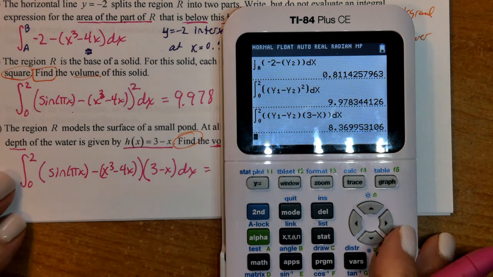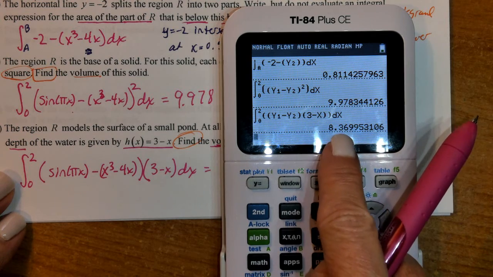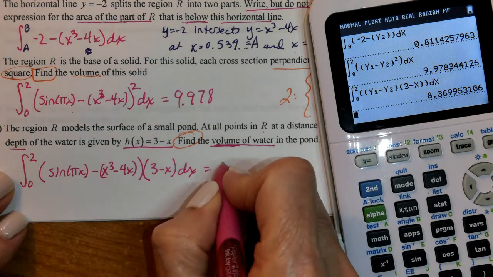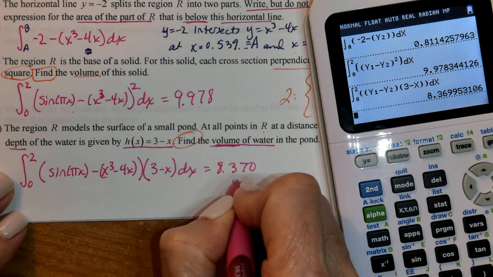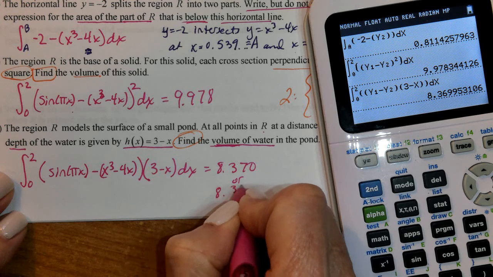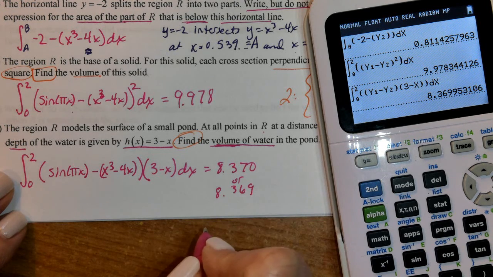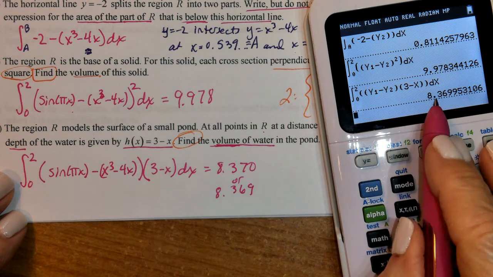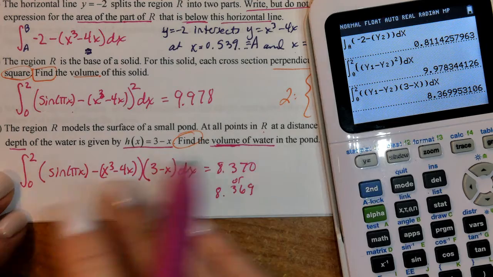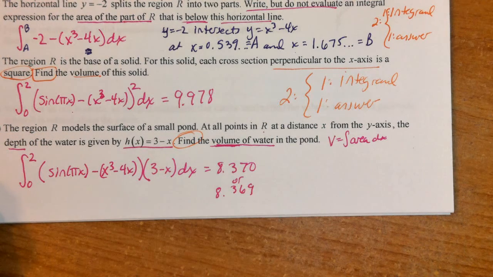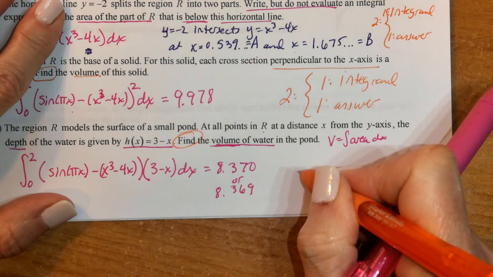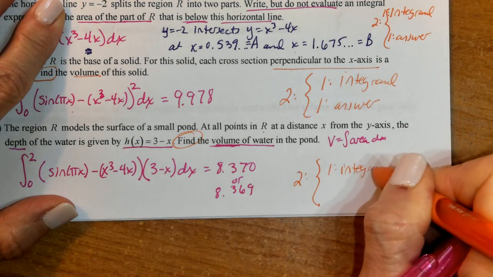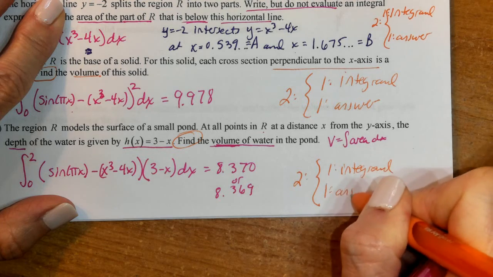We get 8.3. You can either write 8.369 or you can write 8.370, either one. Do not write them both, just write one of them. But AP accepts either one. If you're ever in doubt, write what's on your calculator. Okay? But you need at least 3 decimal places. This was worth 2 points as well. 1 point for the integrand, 1 point for the answer.